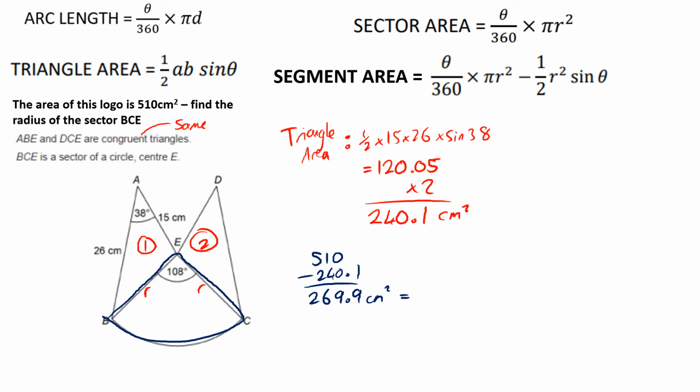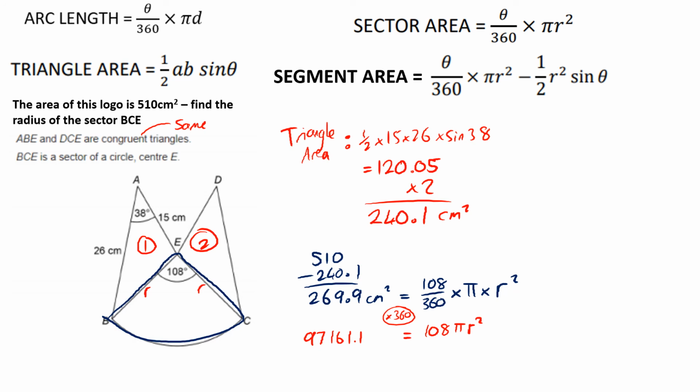theta over 360 times pi r squared. So we're going to have 108 over 360 times pi, and then the radius we don't know, so just say times r squared. And then we'll do what we did last time. We'll multiply up by 360. Multiply both sides with that. And then we'll end up with a ludicrously large 97,161.1 on the left-hand side and 108 pi r squared on the right-hand side.